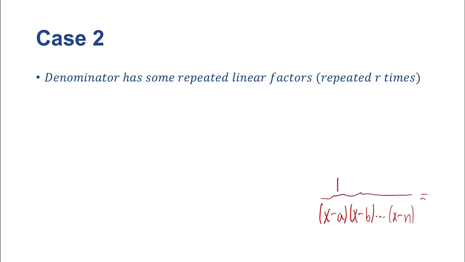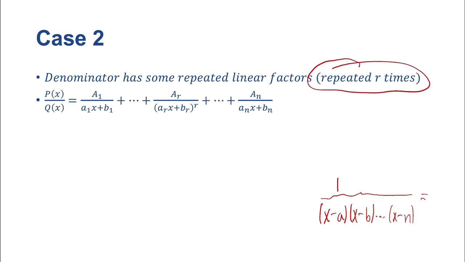So we might have something like (x minus a) squared, and for the sake of our definition it's repeated r times. So we can rewrite p of x over q of x, our rational function, as a sub 1 over a sub 1 x plus b sub 1, as we've seen earlier. But let's say a sub 1 and b sub 1 continue to repeat r times. So we're going to need to keep adding this.